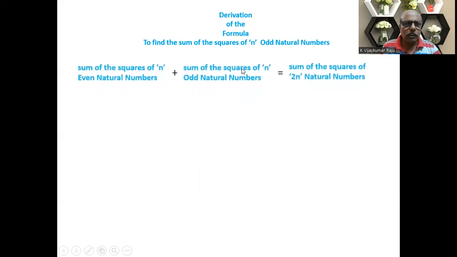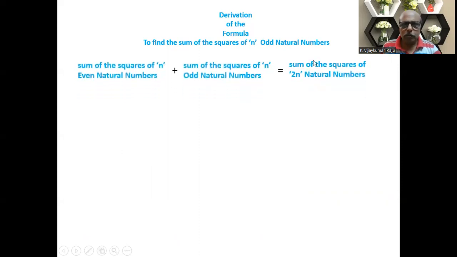Now, for odd natural numbers, I'm using a concept that the sum of the squares of n even natural numbers plus the sum of the squares of n odd natural numbers must be equal to the sum of the squares of 2n natural numbers. Why did I take 2n? n numbers plus n numbers is totally 2n numbers. So this total will be the total of 2n numbers, and they are all natural numbers. That's why we have taken 2n natural numbers. So sum of even numbers plus sum of odd numbers is equal to sum of all the natural numbers.